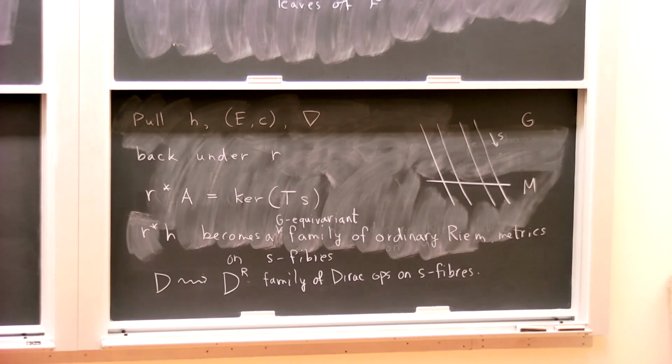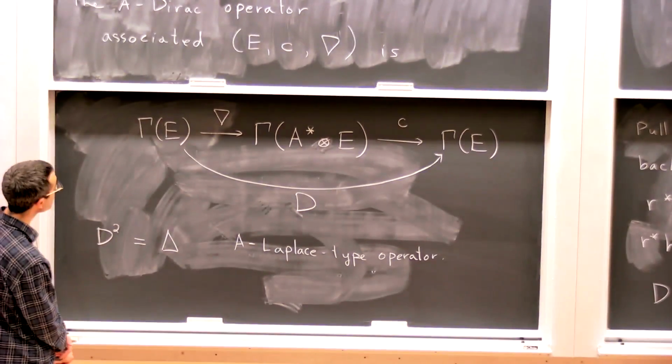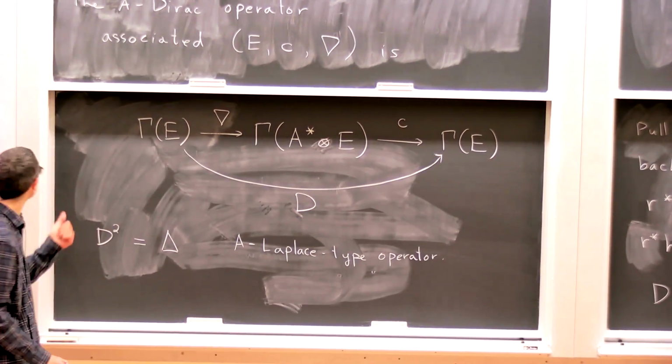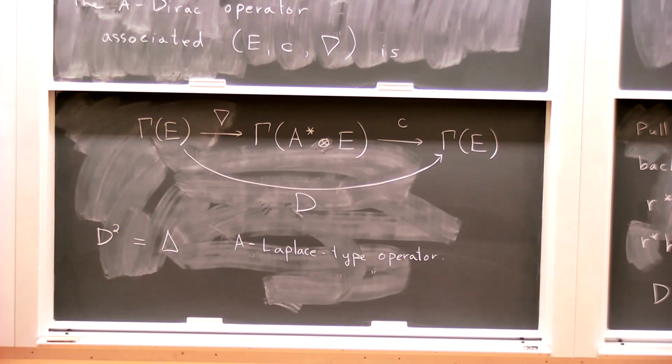Can you assign a symbol that lives on A star as opposed to T star? Yeah, definitely. This operator you can definitely assign a symbol that lives on A star, and it's the usual thing. Basically, it's an ordinary Dirac operator. Its symbol is Clifford multiplication, and that's also true here.